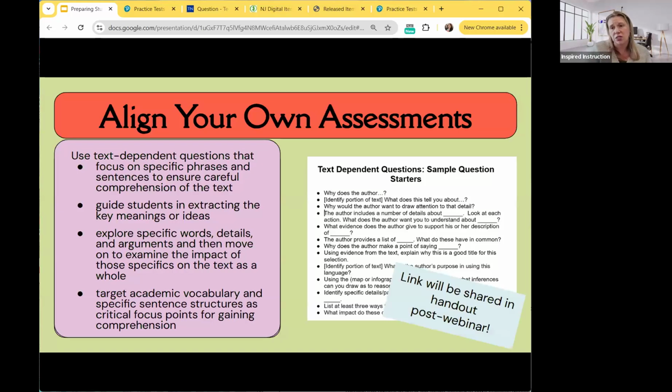So another resource that's going to be shared after the webinar is some text-dependent question starters. So things like, the author provides a list of blank. What do these things have in common? How do we use evidence from the text to determine why the author gave the article this title? So again, these are things that you could even use in discussion. You can have students create their own text-dependent questions. That's something that I did often when I was teaching, is when we were preparing for an assessment, they would come up with their own quiz questions, but they had to be text-dependent. So you absolutely can give them these types of question starters to help as a model.